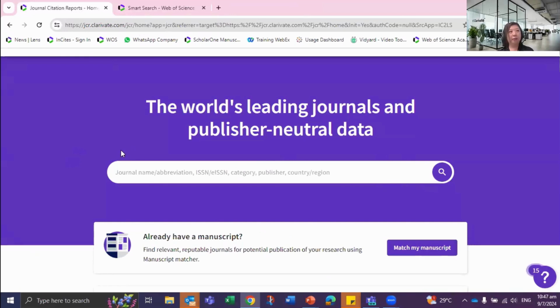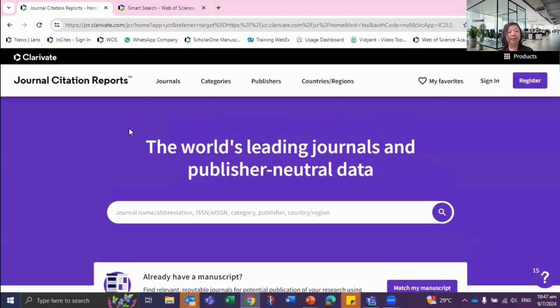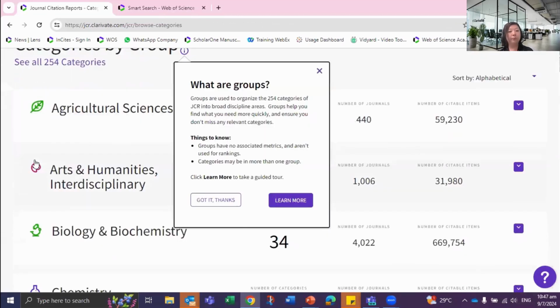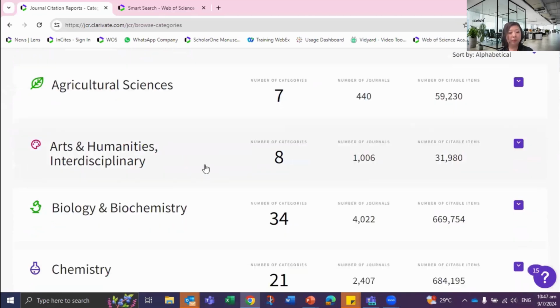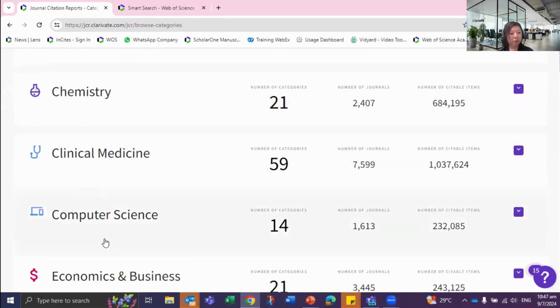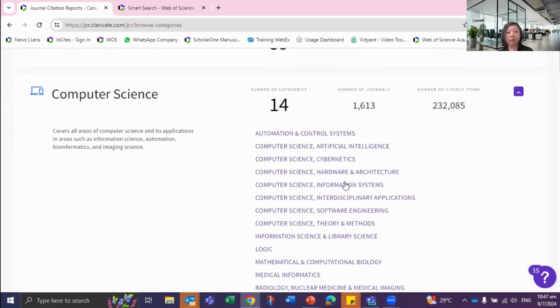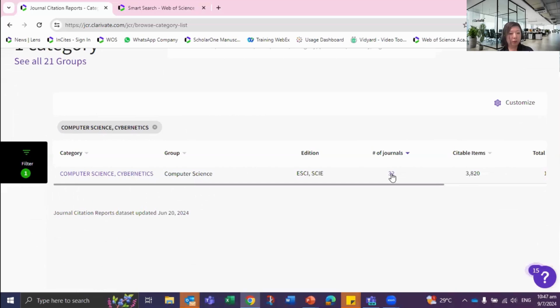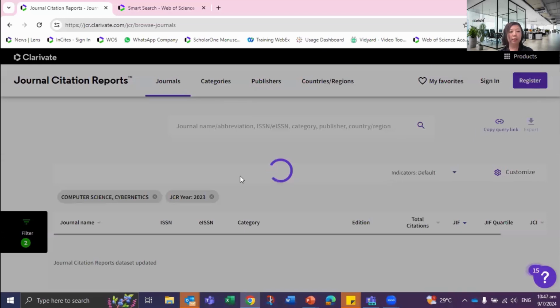Now, the next thing that is on everybody's mind is that, oh, it's great, but can I get a quick list of those journals in my own subject category? You can. So there's a browse by categories. So click through to the second tab right there. Our categories are broken down into different groups. So depending on your subject area, you can choose the broader umbrella. So maybe I'm in computer science and I want to look at computer science cybernetics. From here, I can see immediately there are 32 journals in this subject category, and I can click through to view that list of 32.